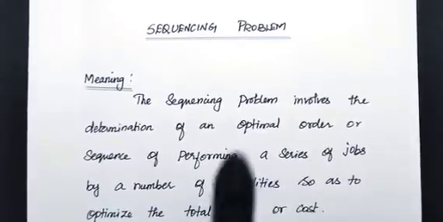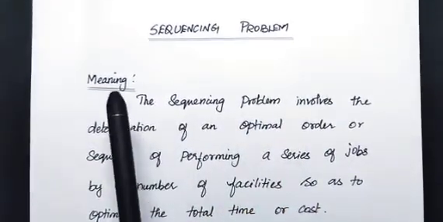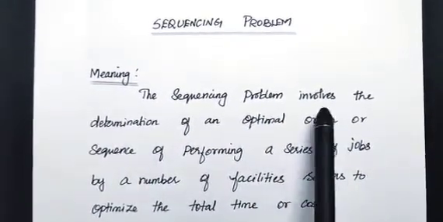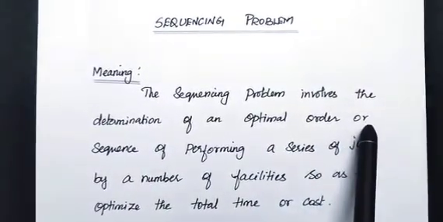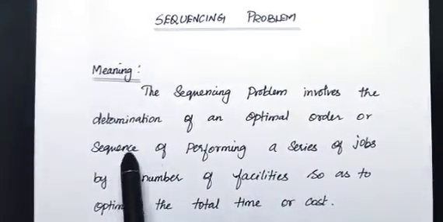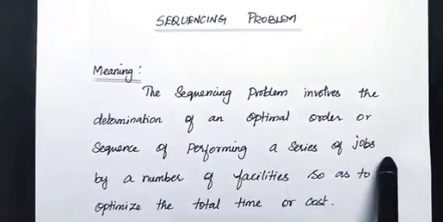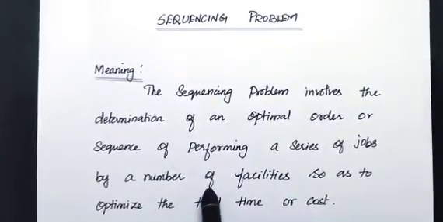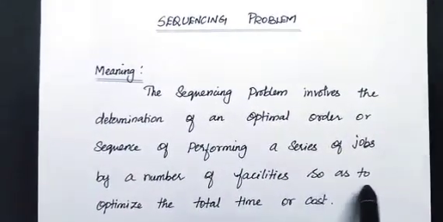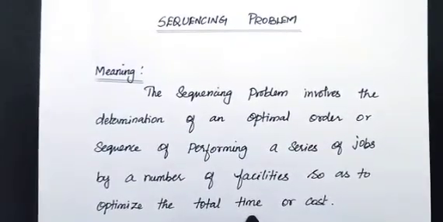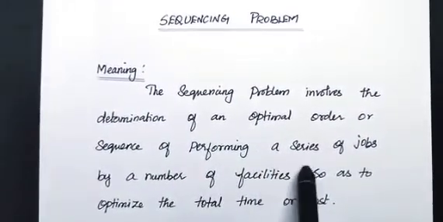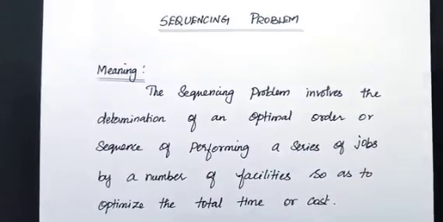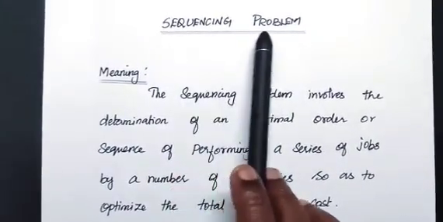Let's try to understand the meaning of sequencing problem. So what is sequencing problem? It involves the determination of an optimal order or optimal sequence of performing a series of jobs by a number of facilities so as to optimize the total time or optimize the total cost. Here, number of facilities means number of machines. So this is the meaning of sequencing problem.